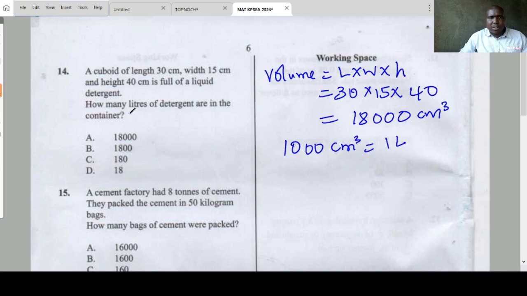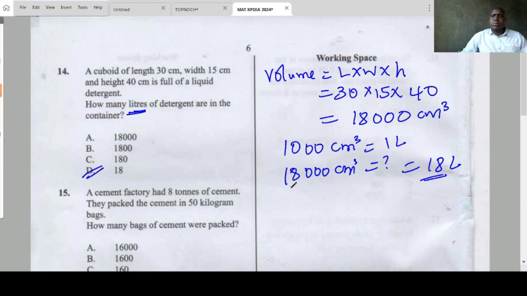We have been asked to give the answer in liters. So 18,000 centimeters cube will be how many liters? It will be 18 liters. 18,000 times 1 divided by 1,000, you get 18 liters.